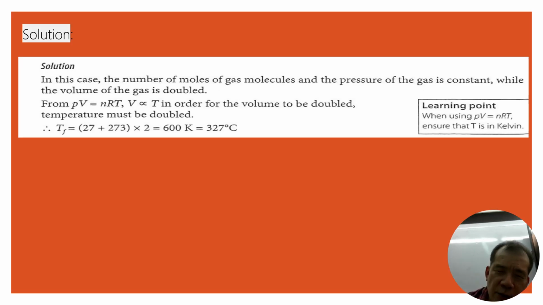So, PV is equal to nRT. For the volume to be doubled, you'll find that when you equate temperature and volume, when volume is doubled, your temperature is also doubled. But take note that for the temperature in degrees Celsius, you have to add 273 to it. When you times 2 in Kelvin, it becomes 600 Kelvin. Then you convert back by deducting 273, and you get 327 degrees Celsius. Please take note that for all thermodynamic equations, the temperature is in Kelvin.